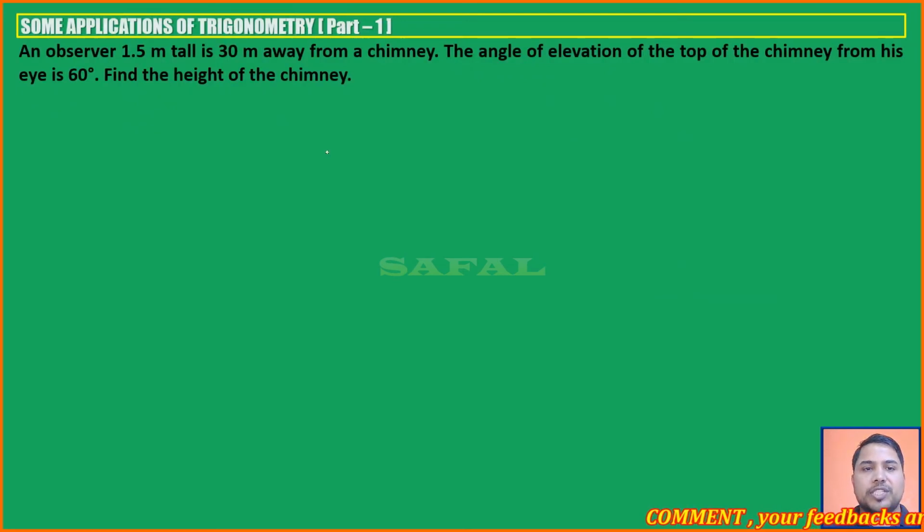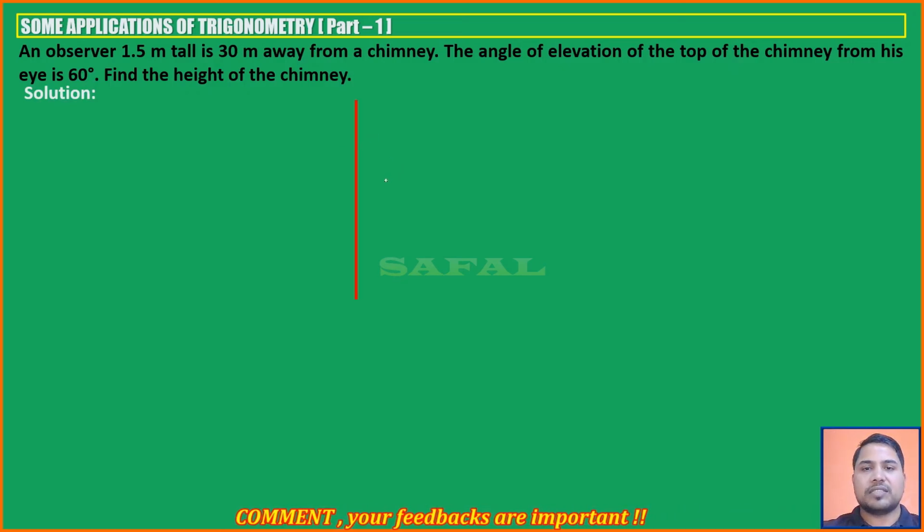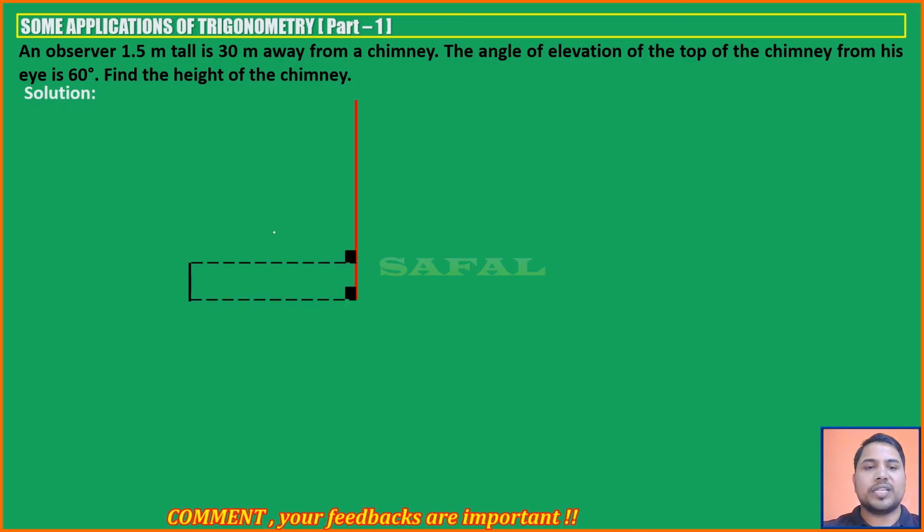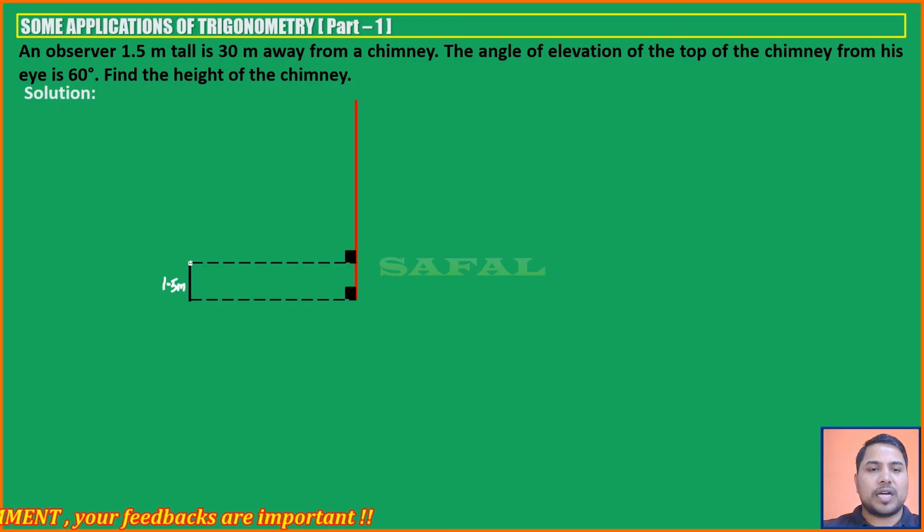An observer 1.5 meter tall is 30 meter away from a chimney. The angle of elevation of the top of the chimney from his eye, very important, is 60 degree. Find the height of the chimney. This question is a little different from the previous questions. Here I have considered a chimney. Now an observer is there. So this is the observer, and the height of the observer is 1.5 meter. The eye of the observer is somewhere here, the white spot I have marked on the screen. So the angle of elevation of the top of the chimney from this white spot is 60 degree. That's what you can see here.